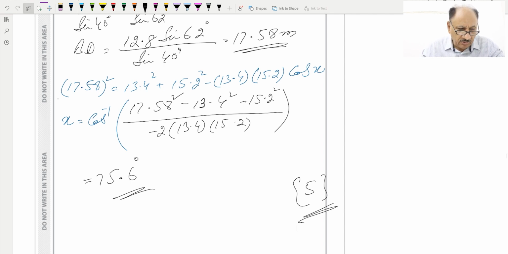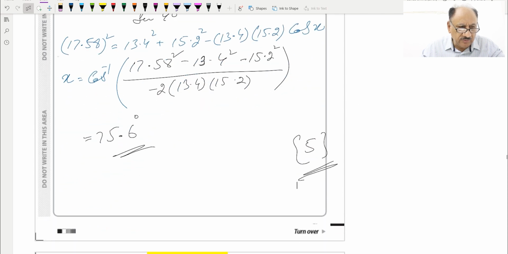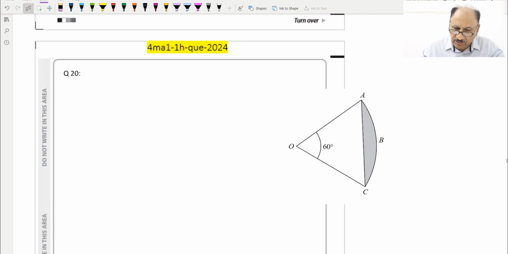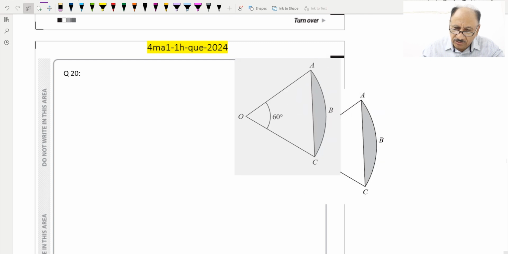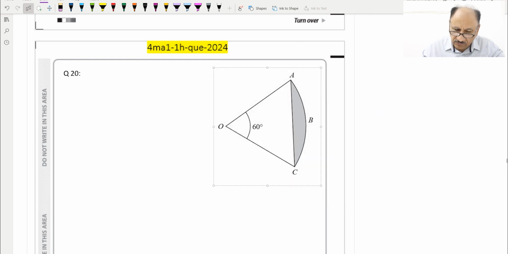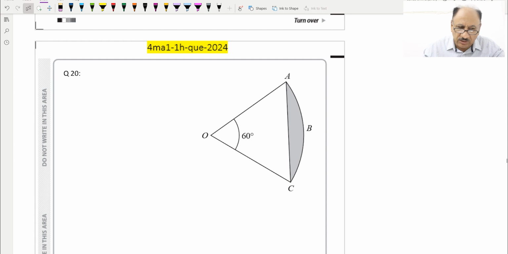Now for the next question, this was 19. We can go through question number 20, which is also a little tricky, not very difficult. So this is the diagram which we will be referring. The diagram shows a sector OABC of a circle center O. Center is O and this one is ABC's arc and sector is this one.